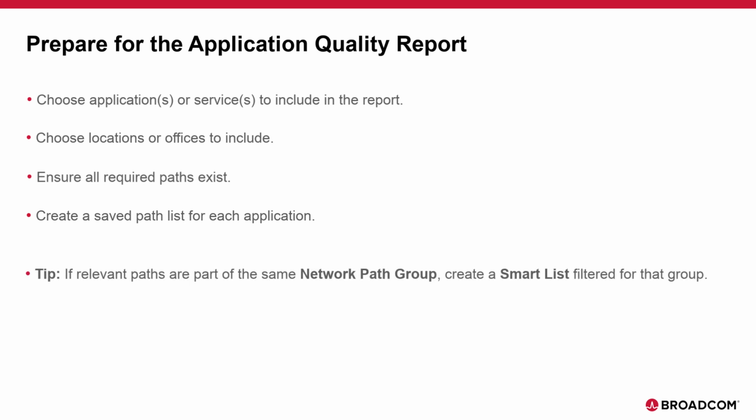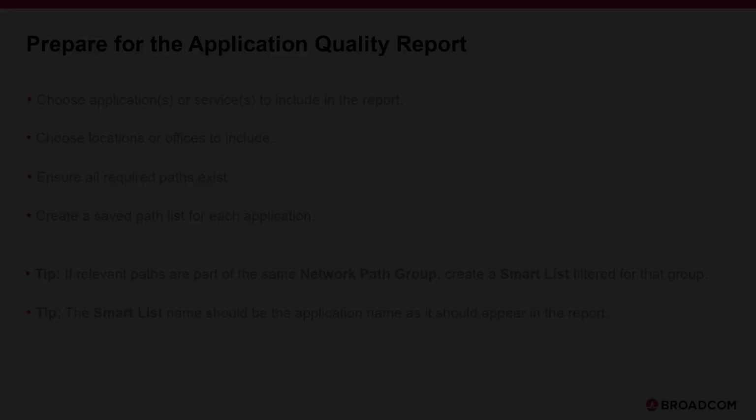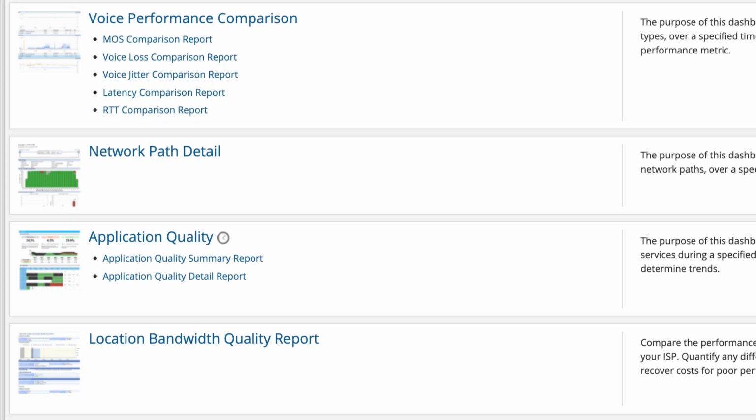The easiest way to build this saved list is if all paths belong to the same network path group. I can then use a smart list that filters for all paths in that group. The smart list name is what will appear in the report as the name of the application. As with most delivery reports, this report is composed of a group of sub-reports that can be run together or run individually.